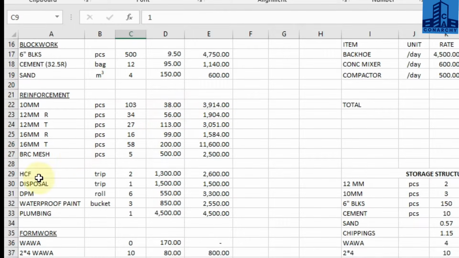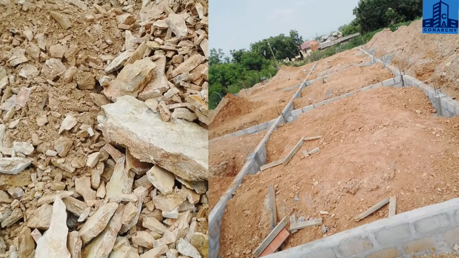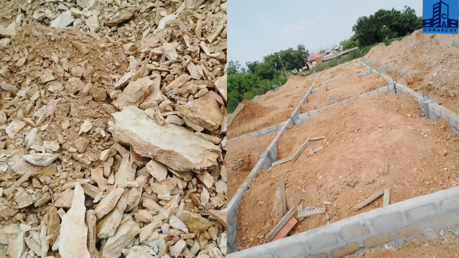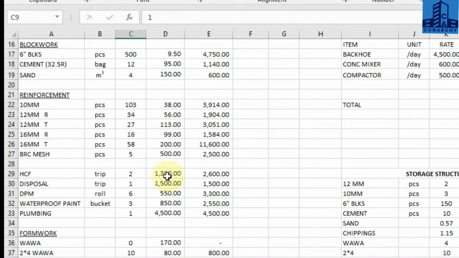So our next item here is the hardcore filling. The hardcore filling, we just fill into the block, where since the block has been laid above the ground level, you have to fill the void in there with hardcore, and the trip is costing around 1,300 cedis. So at least you'll be using 2 or 3 trips. If it's 2 trips, you just multiply to get your rate. Disposal: after you are done with construction, you have to take some of the unwanted materials from the site. This also has to be part of the cost.